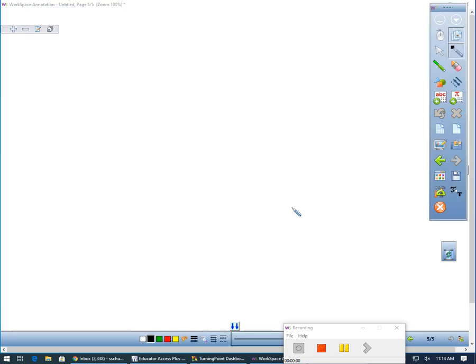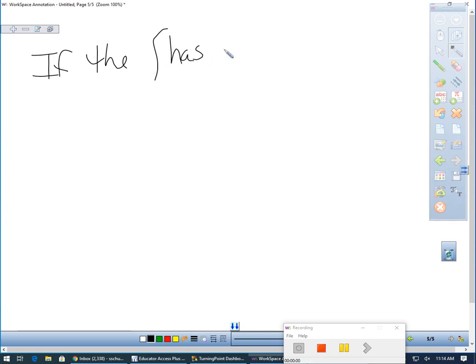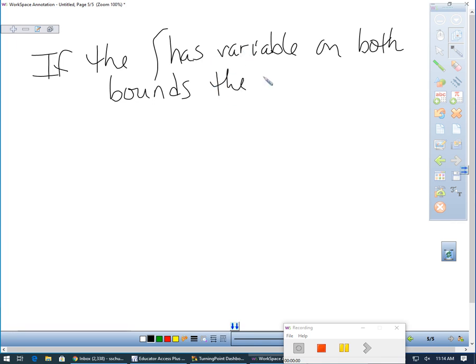Sometimes it has variables on both ends. So if the integral has variables on both bounds, the integral must be split.